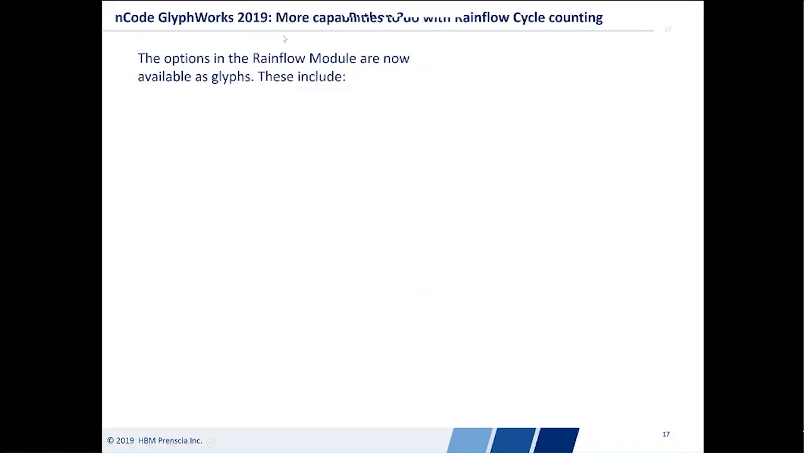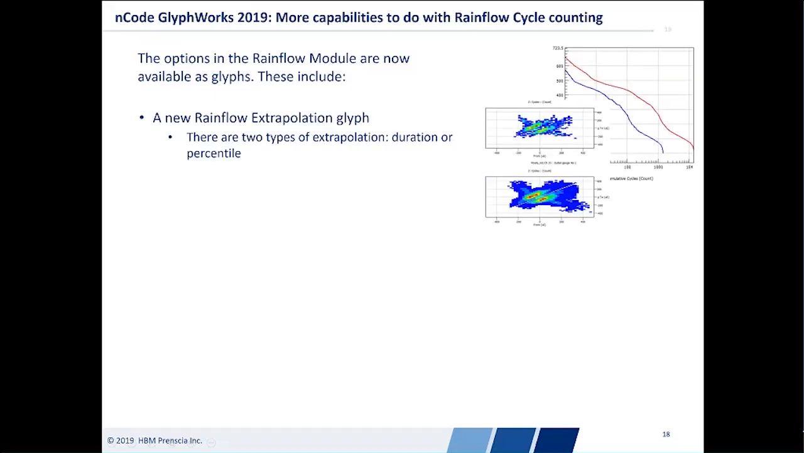Now, in nCode 2019, we've got more capabilities with Rainflow cycle counting. For those of you who are familiar with the Rainflow module that still sits on the left-hand side of your nCode desktop, now the options in there are available as glyphs. So we're talking a Rainflow extrapolation. So there's a glyph for that, and it can extrapolate a measured rainflow in terms of its duration or in severity, if you like, in percentile.